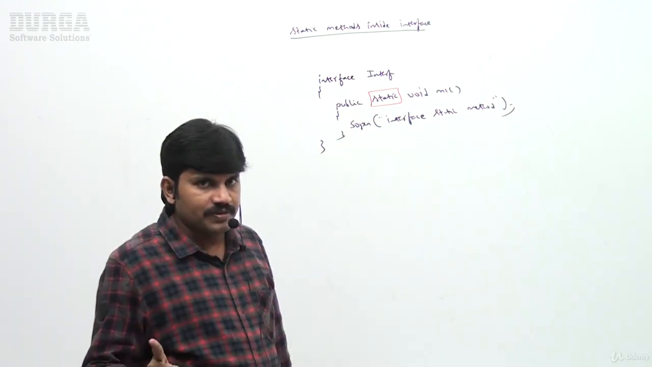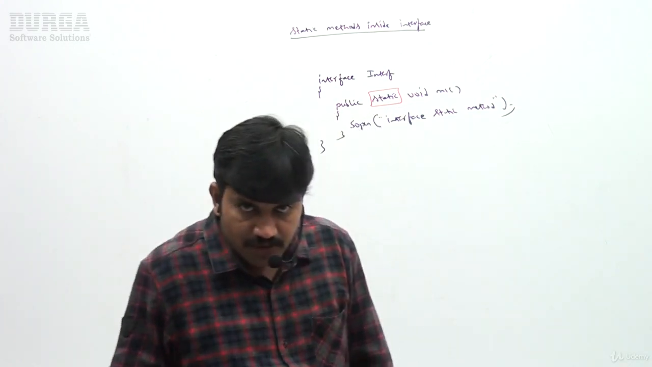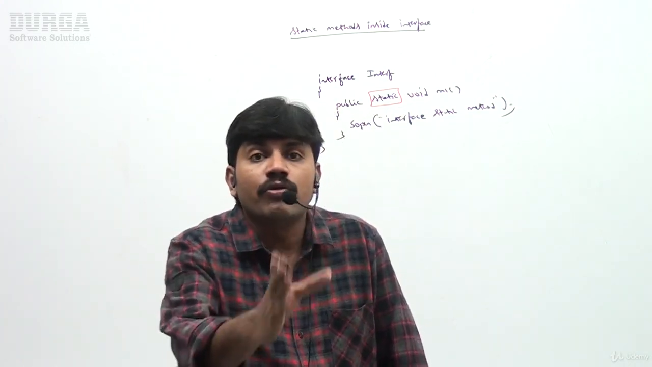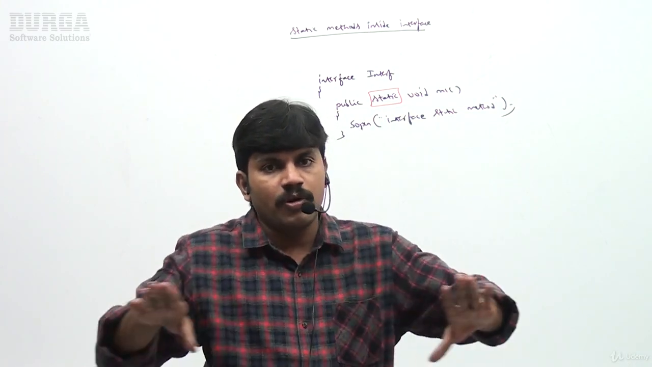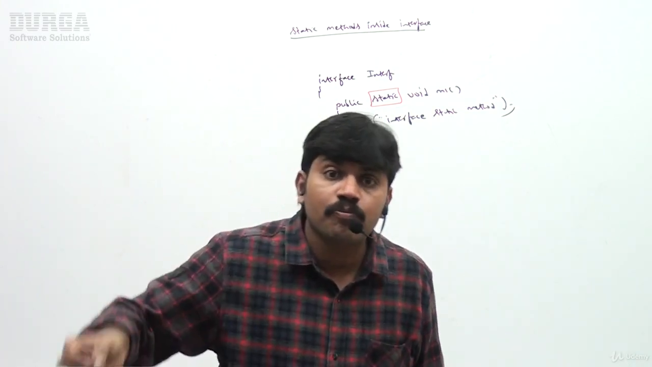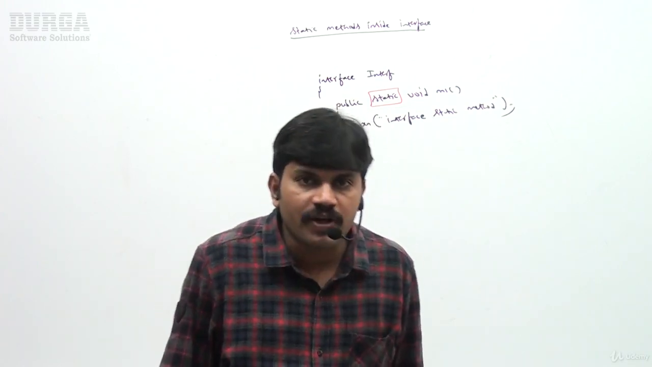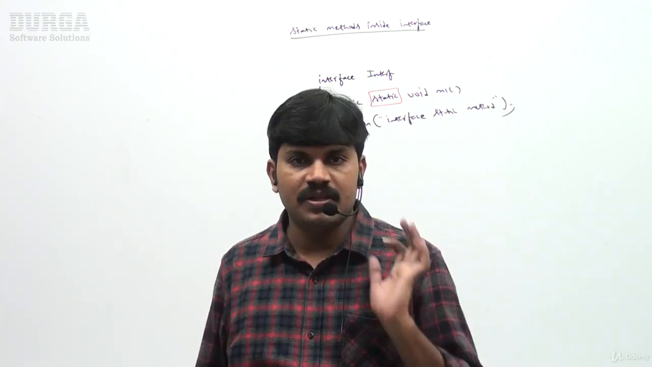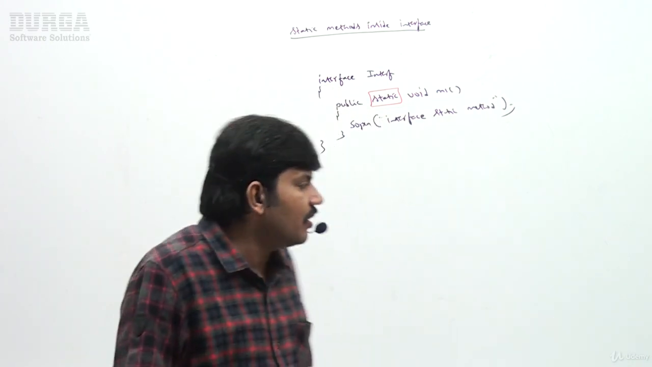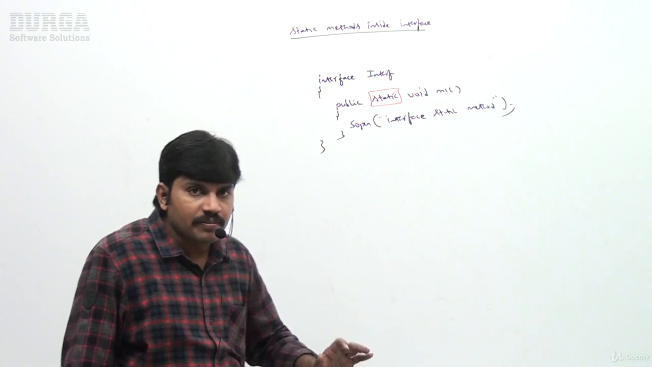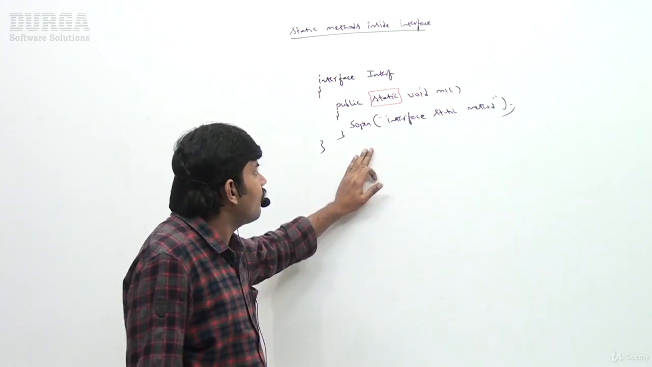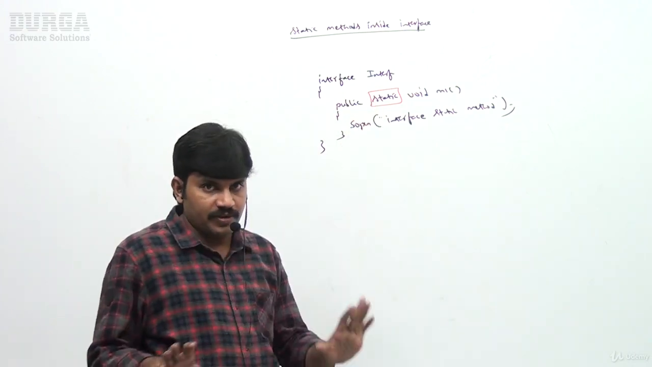Point number 1: from Java 1.8 onwards, inside an interface we can declare static methods, no problem at all. What is the purpose of declaring static methods inside an interface? Just to define general utility methods. For that purpose, we can go for static methods in interfaces.